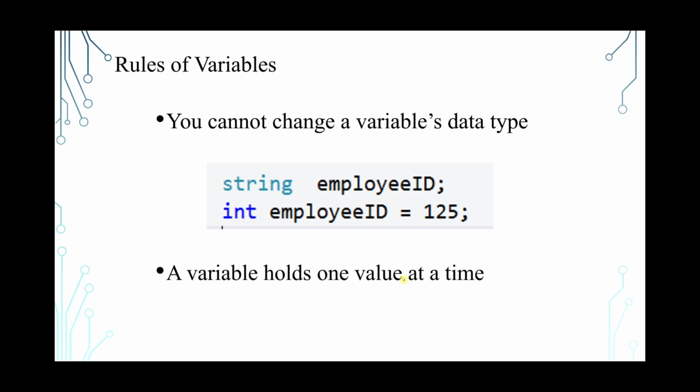Okay, rules of variables. You cannot change the variable's data type. You can change the data, but not the data type. So once it's a string, it stays a string for the whole program. Once it's int, it stays int for the whole program. So a variable holds one value at a time. You cannot have more than one value, because if you replace the value, it's still going to have one value, the replaced value.